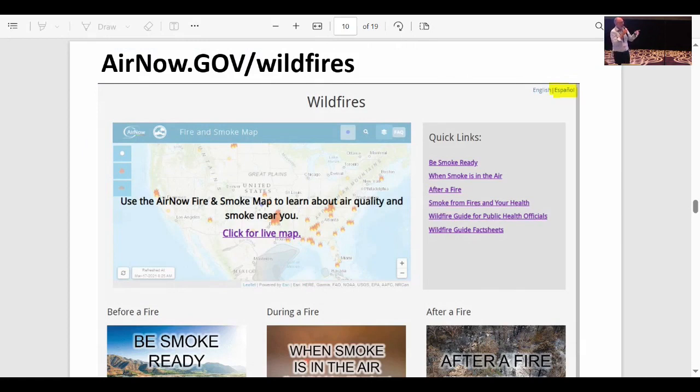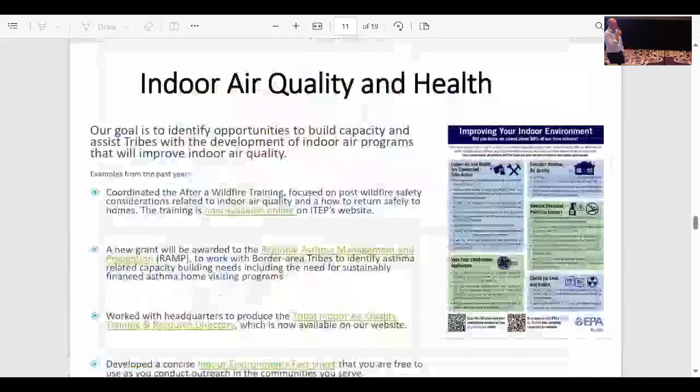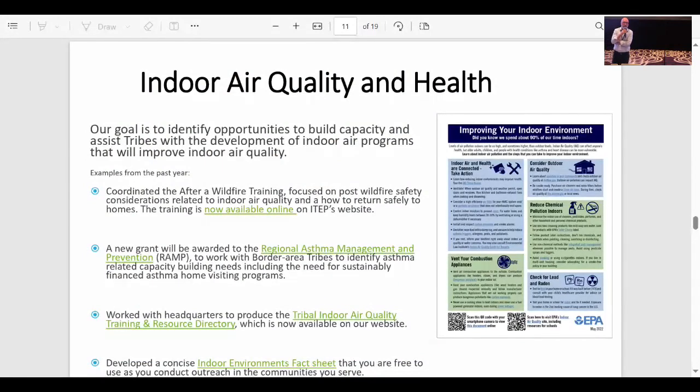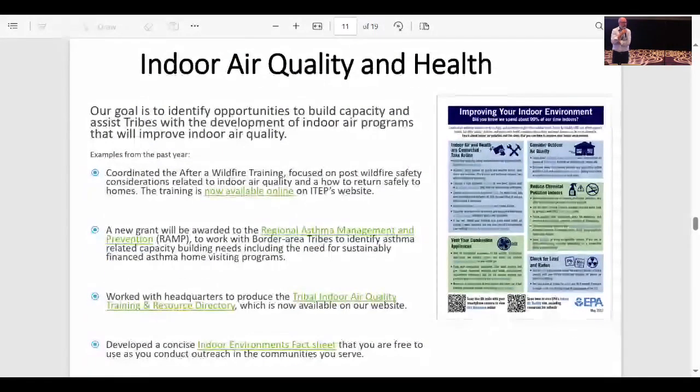So these resources are available. And again, we're always revamping and rethinking this, but it's really important from a public health perspective, and I want to make sure that people are aware. I don't know if it's the next slide, Eddie, or if it's still this slide, but one of the things we've been doing is working to put on trainings. ITEP has helped host trainings for tribal environmental professionals to use these resources and understand how to work with your communities during smoke events, which again is really important.